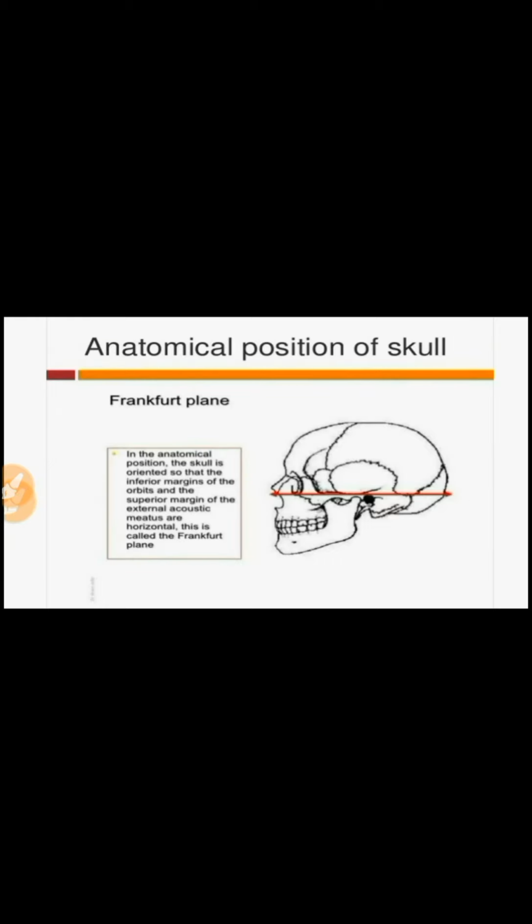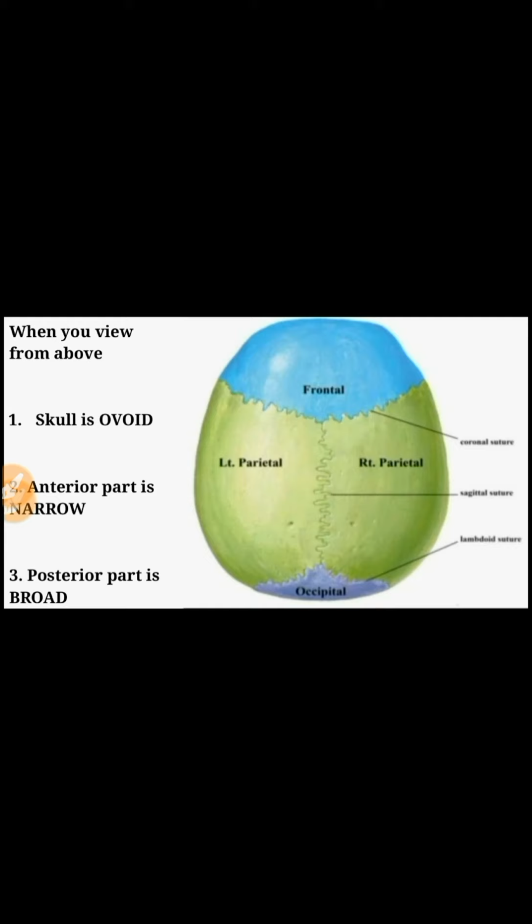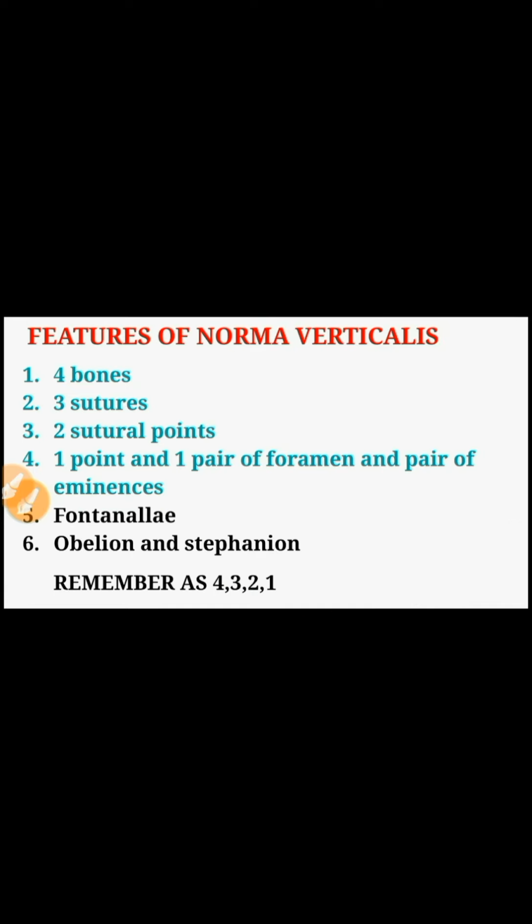When you hold the skull in anatomical position, like in the Frankfurt plane, where the plane passes through the lower margin of the orbit and the upper margin of the auditory canal, or external acoustic canal, and view it from above, it is the norma verticalis view. The Frankfurt plane we discussed in the last video demonstration. In this view the skull is ovoid in shape. The anterior part is narrower than the posterior part. The posterior part is broad, and you will see the bones, sutures and points there.